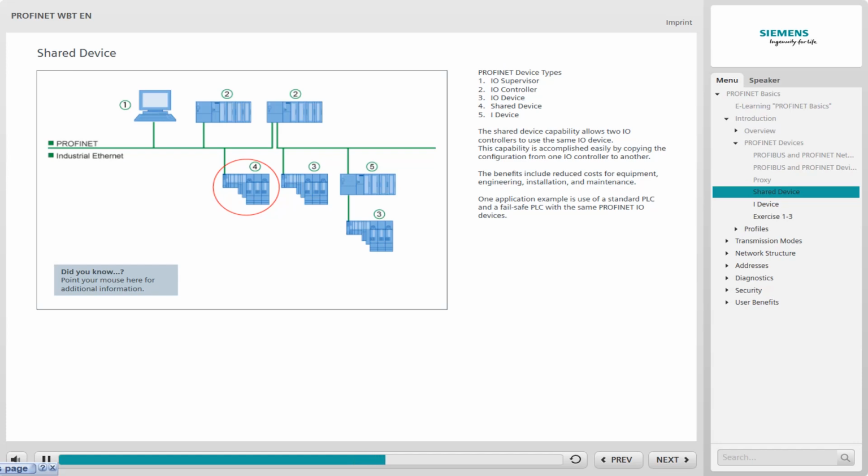The shared device capability can be useful in a number of situations, but one of the more obvious applications is use of a standard PLC and a fail-safe PLC with the same I/O devices. This approach is especially beneficial for demanding applications where separating these controller functions can improve system performance.